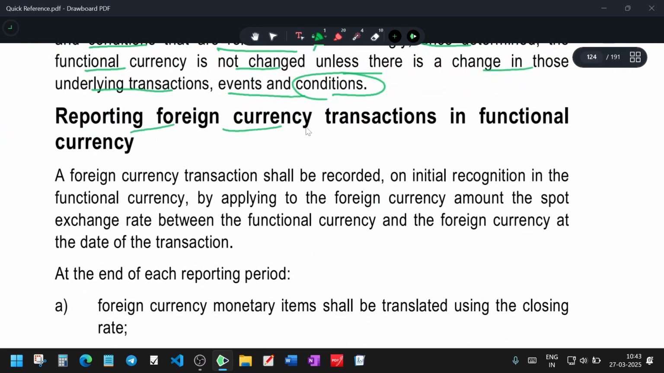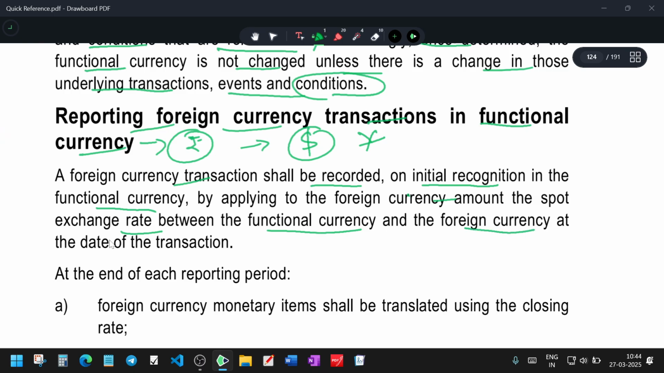Reporting foreign currency transactions in the functional currency. I am using rupees, and now I have dollars, pounds, and all kinds of currencies. On those currencies, how am I going to recognize them in Indian currency? A foreign currency transaction is recorded on initial recognition in the functional currency by applying to the foreign currency amount the spot exchange rate between the functional currency and the foreign currency at the date of the transaction.